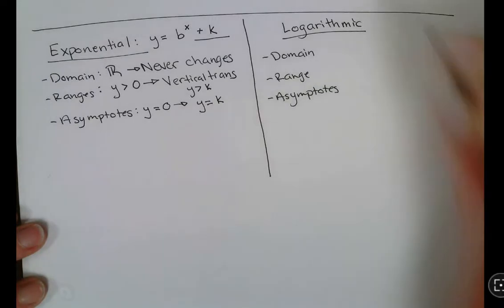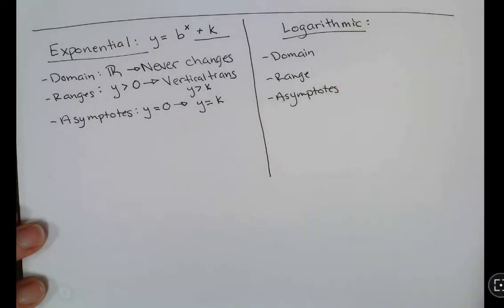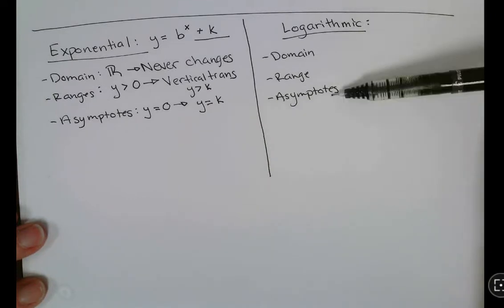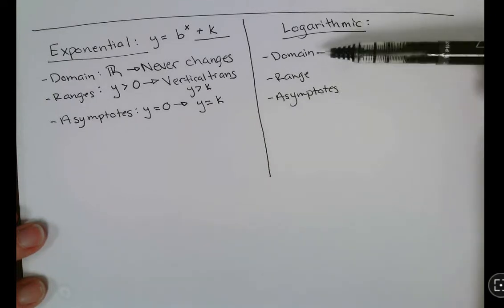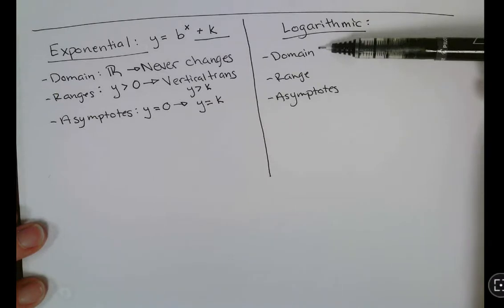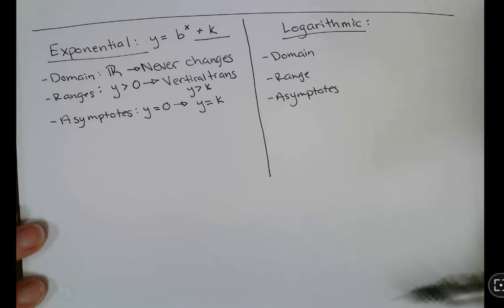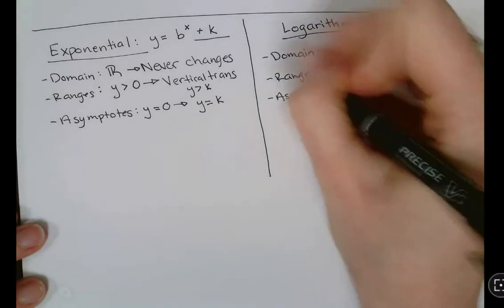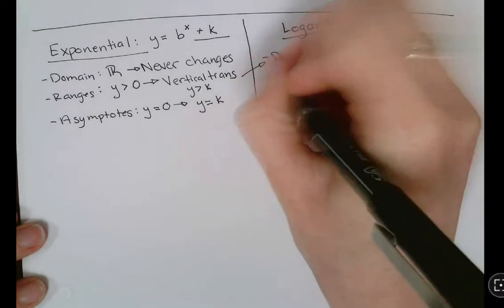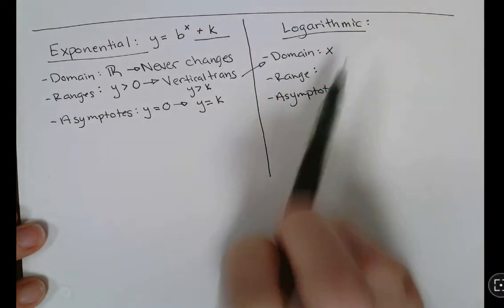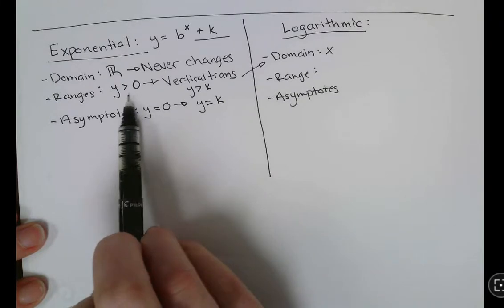Now with our logarithmic, since these are inverses, what that means is I just switch where these apply, basically. So instead of my domain being all real numbers, that switches with my range. So these are going to swap positions here. So my domain now, it's still x values, but it's defined the same way, greater than 0.